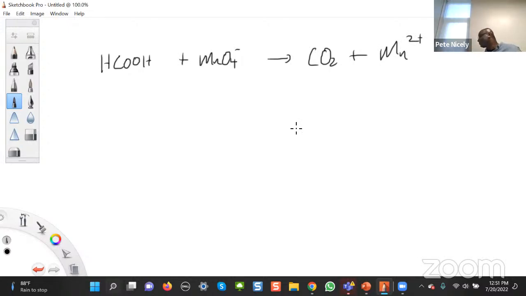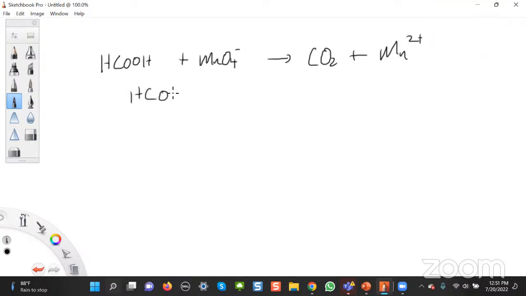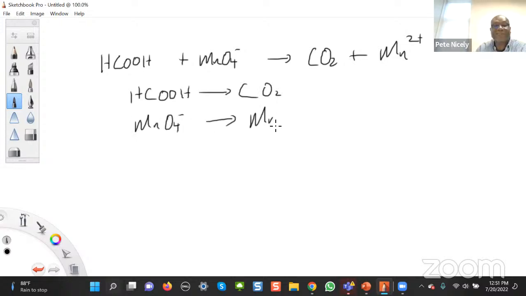Anybody? Somebody? Split it into two half reactions. Okay, so what would be the two half reactions? HCOOH goes to CO2 and MnO4 minus goes to Mn2 plus. Okay. What next?